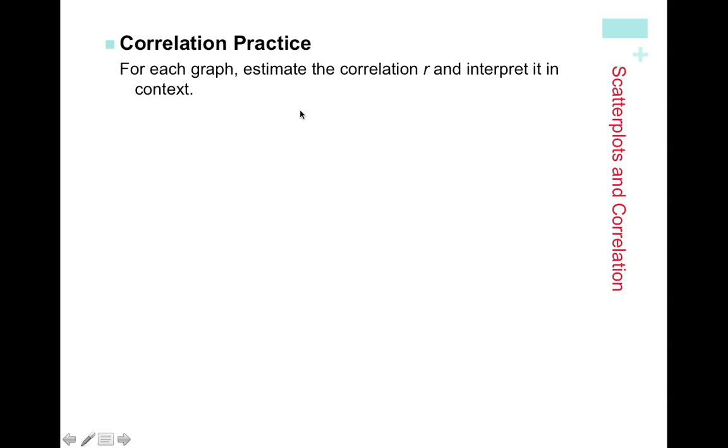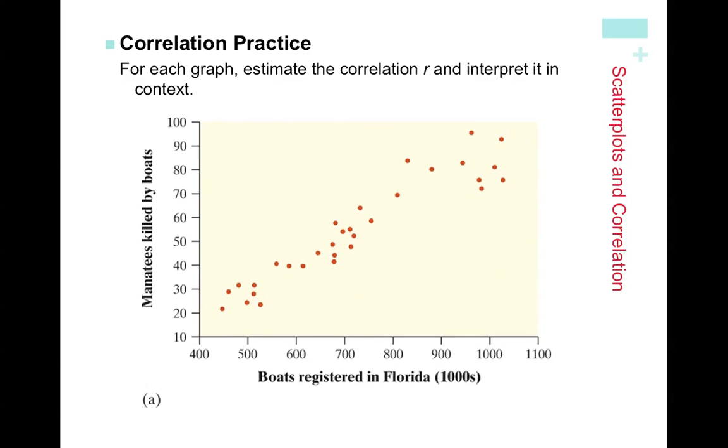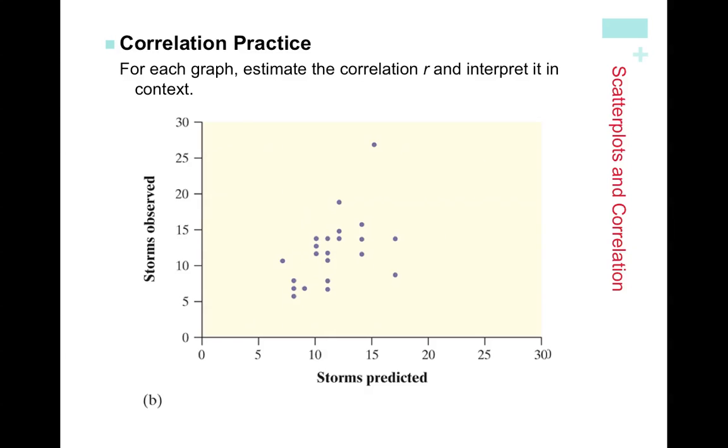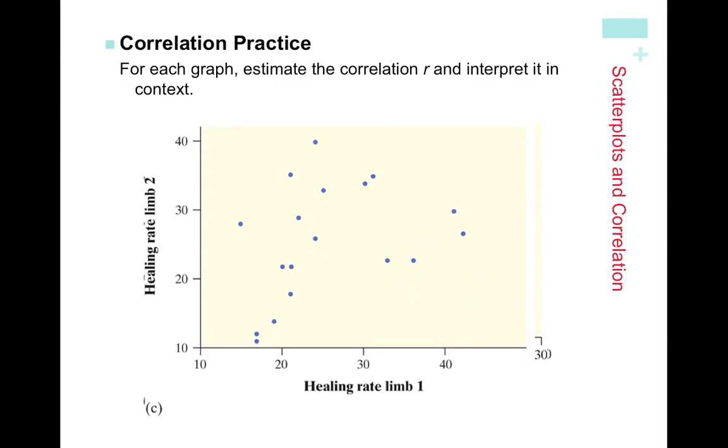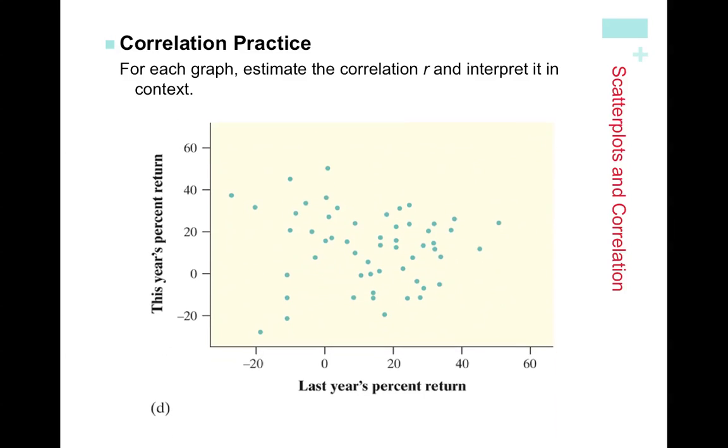So I'm going to throw some graphs at you here. I want you to pause the video and think about what the correlation value R is going to be and interpret it in the context of the problem. So I'm going to flip through all four of these, then I'll go back and talk about each one, and then pause in between and write down what you think. So here's our first one. There's our second one. Third one. And fourth one.